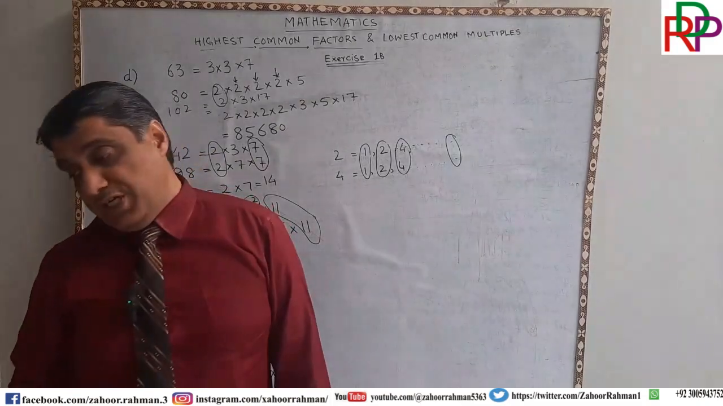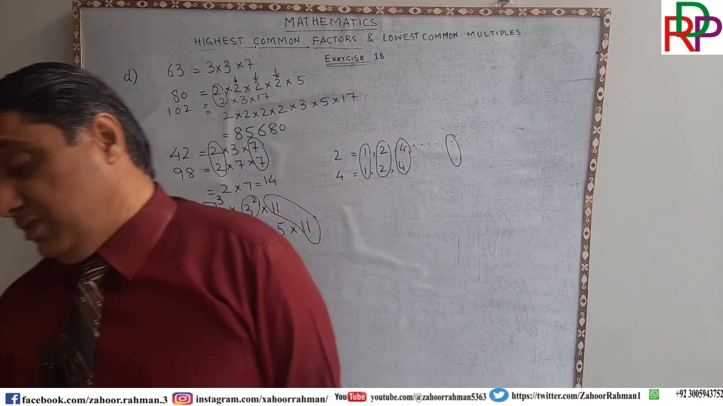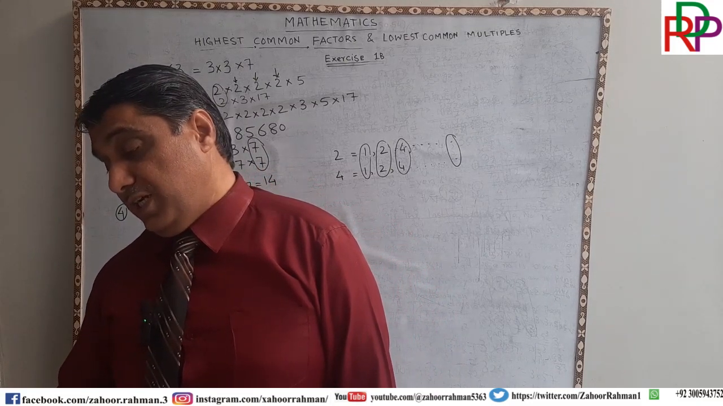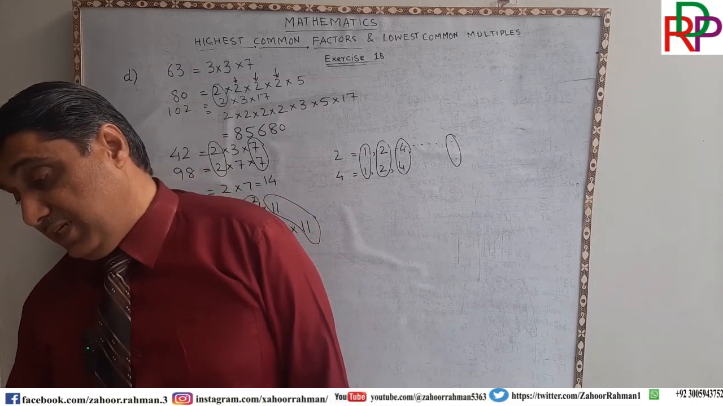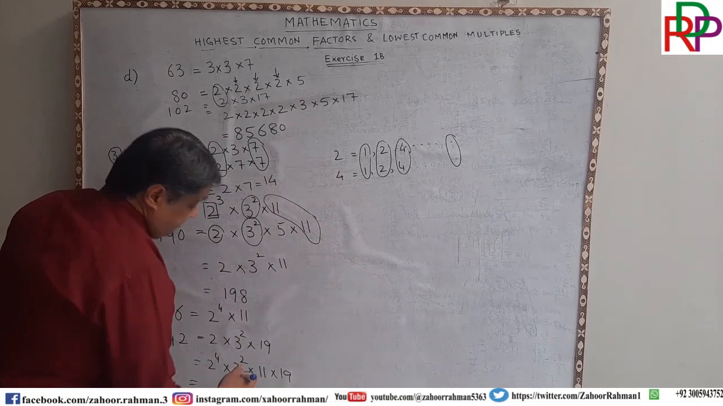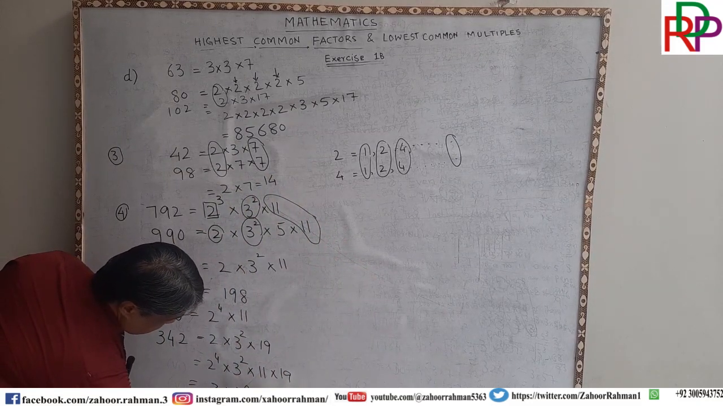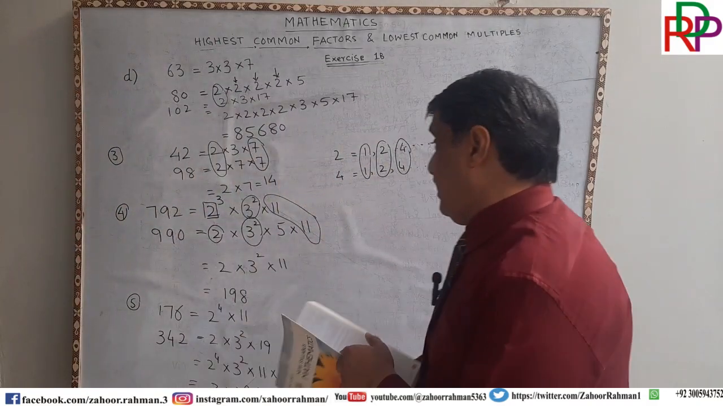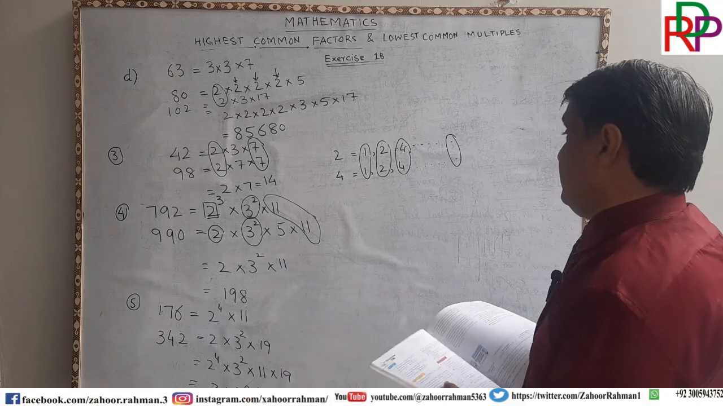Let me do it on the calculator. 2 to the power 4, times 2 times 3 squared, then 11, then 19. So 30,096 is the answer on the calculator. Now question number 6.